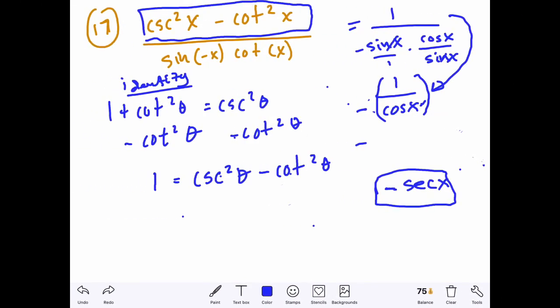Okay, and I just did a little more cleaning up of this just so you can see it a little more clearly there. 1 over the sines canceled, 1 over the cosine of x, and the negative is out here. And then, of course, 1 over cosine x is secant x, and that negative then makes it negative secant of x. Okay, thank you.